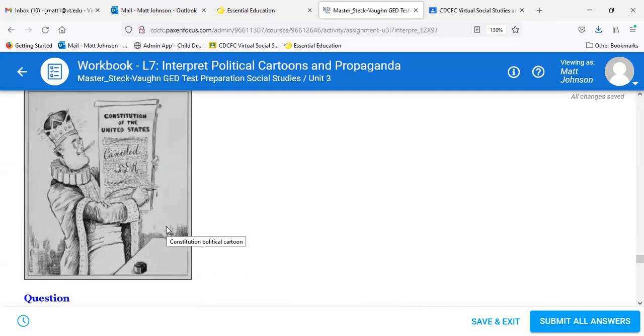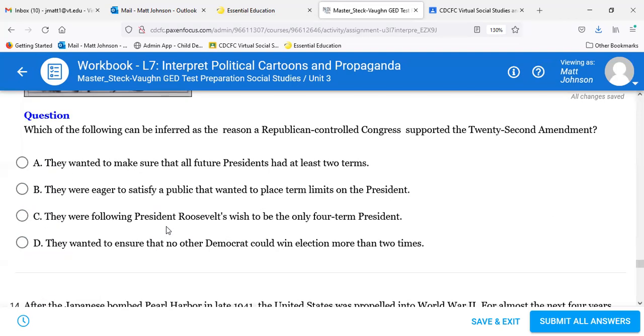All right, and then number 13, Fatia, you want to read 13 for us? Yes.